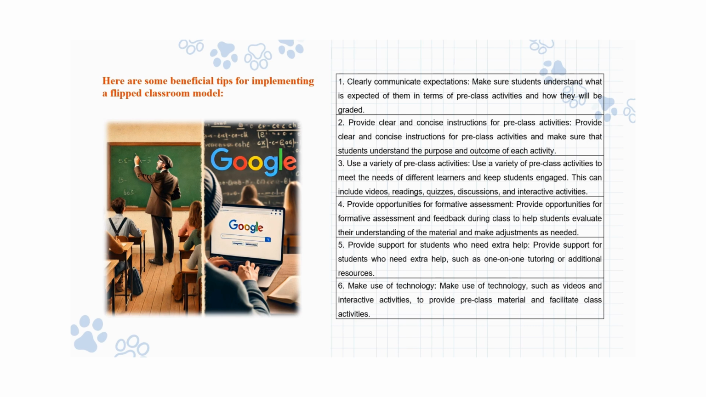3. Use a variety of pre-class activities to meet the needs of different learners and keep students engaged. This can include videos, readings, quizzes, discussions, and interactive activities. 4. Provide opportunities for formative assessment and feedback during class to help students evaluate their understanding of the material and make adjustments as needed.